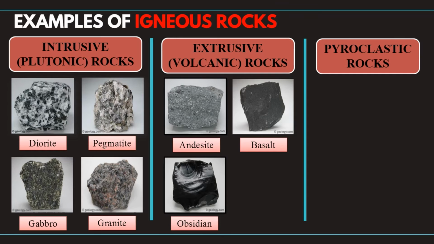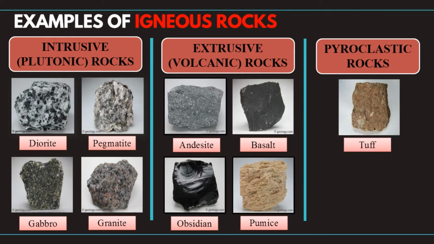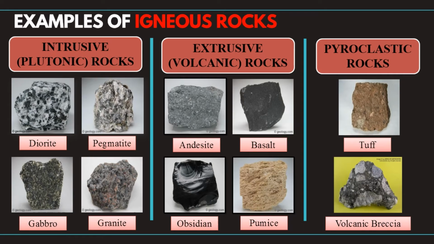We also have obsidian, which has a glassy texture, and then the pumice. In pumice, we can see different pore spaces here. These are called vesicles. They are made due to the gas bubbles that were trapped during its solidification. And then the last one, the common pyroclastic rocks are the tuff and the volcanic breccia. So these are again the examples of igneous rocks.